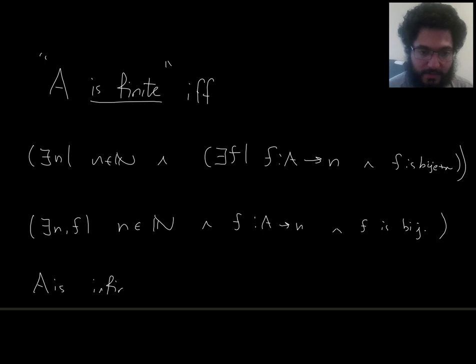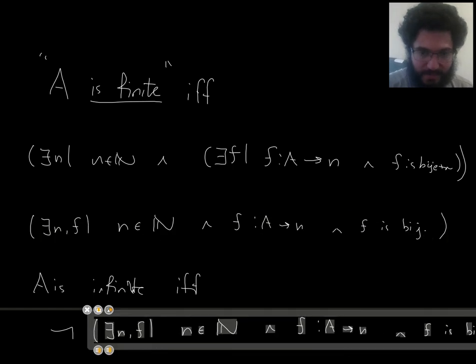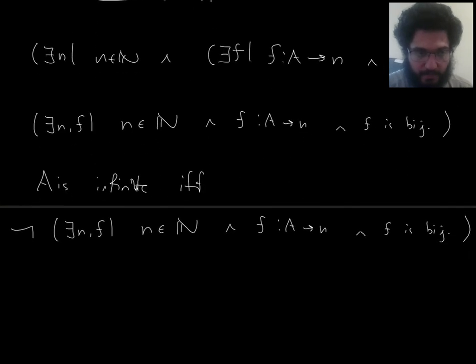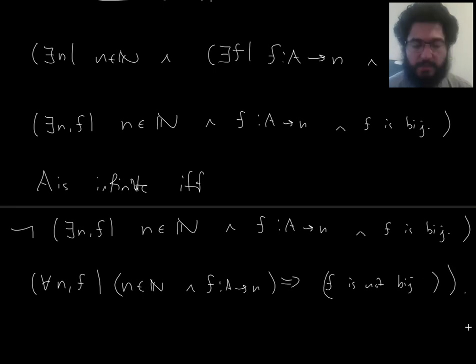A is infinite if and only if not this stuff. That's infinite. So in other words, A is infinite if and only if, for all natural numbers n and functions f from A to n, f is not a bijection. So that's a way to look at it.